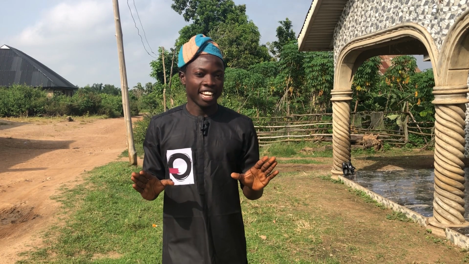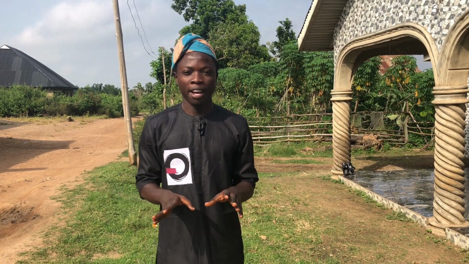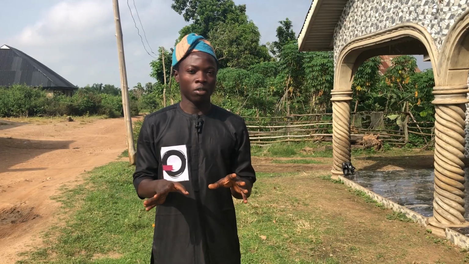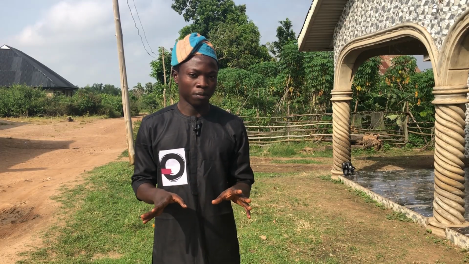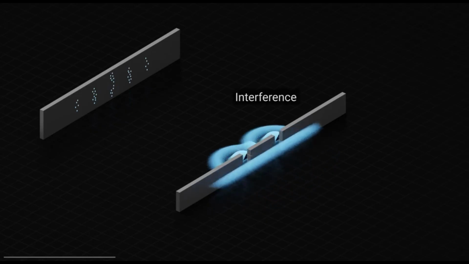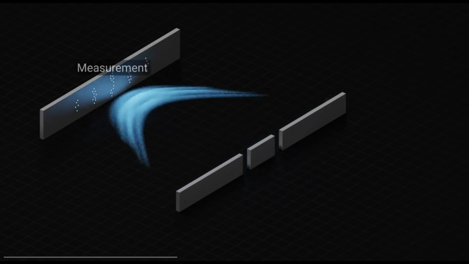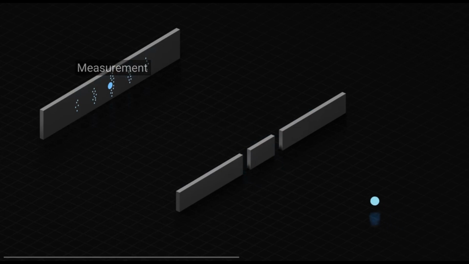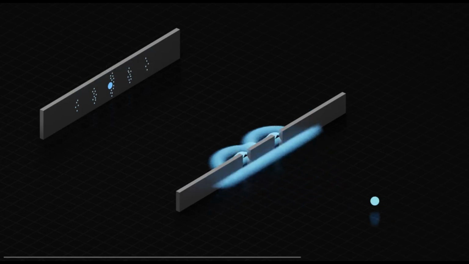nature. It's like every particle is a traveler, exploring every possible path in the universe, until observation forces it to choose one. Over the years, scientists have recreated and redefined the double-slit experiment in countless ways, each new version revealing something even stranger about the universe.